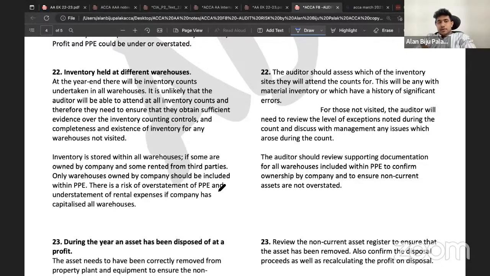Company multiple warehouse, auditor year end in the warehouse count at any batilla. Inventory completeness existence, and in the response, what has to be provided as a response.